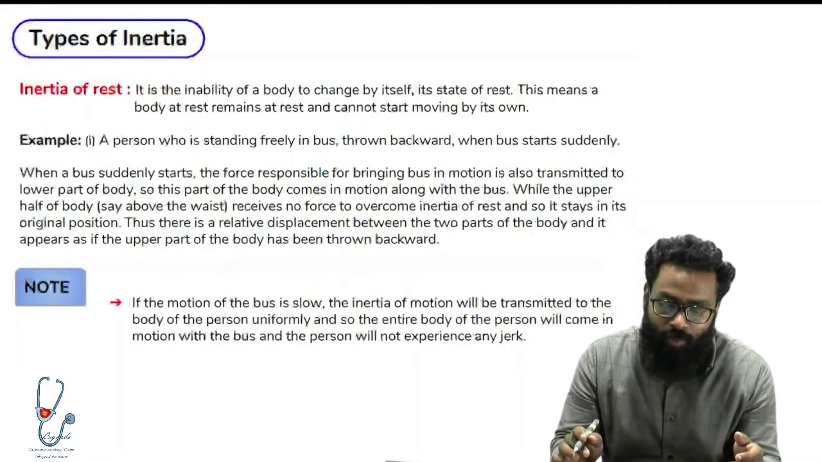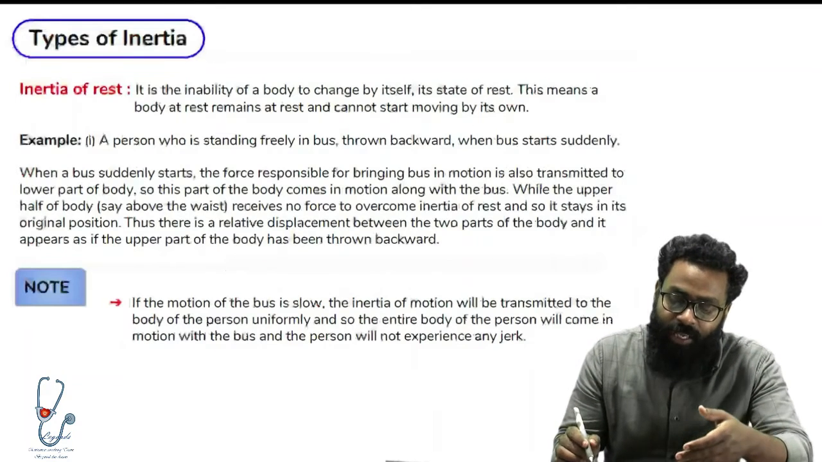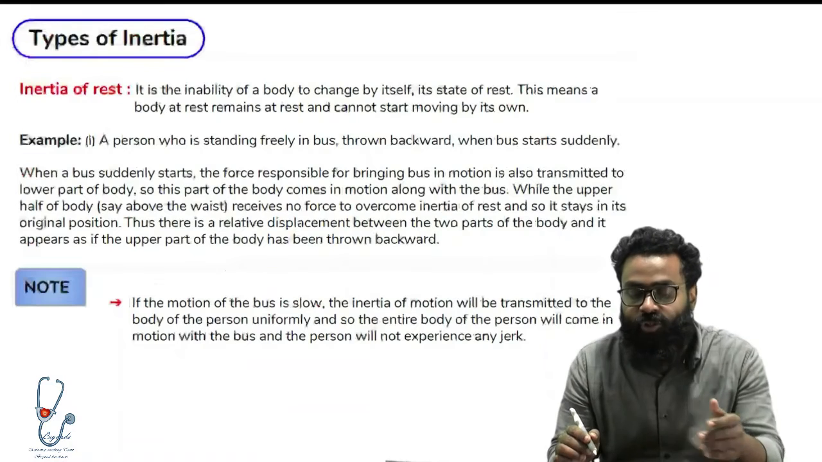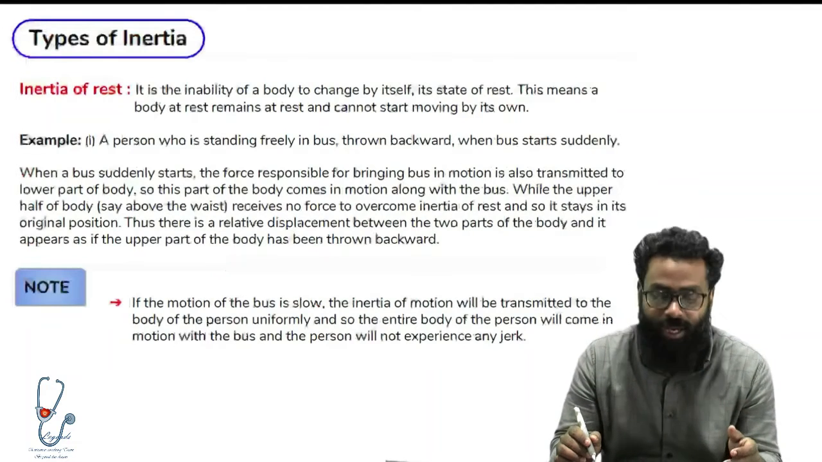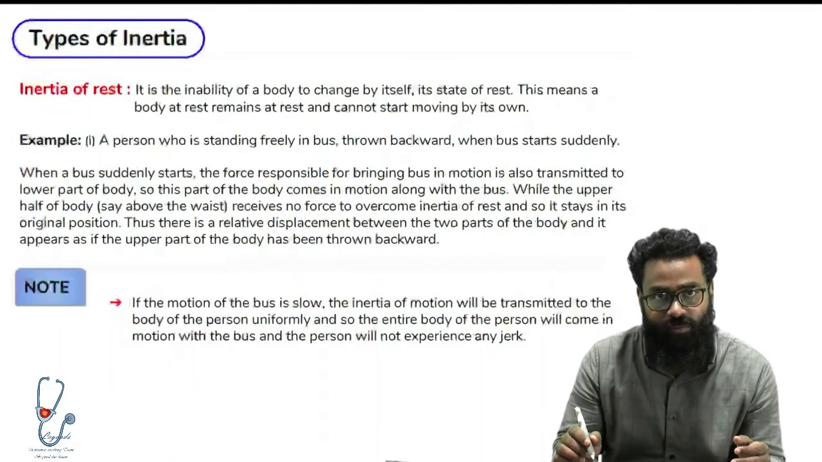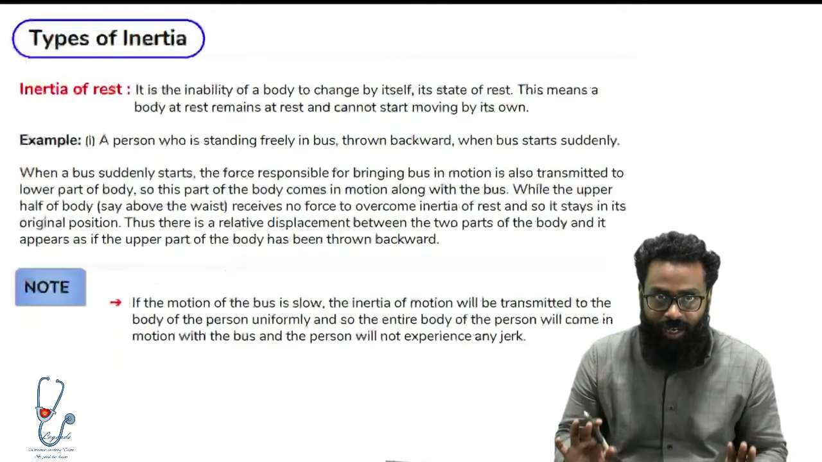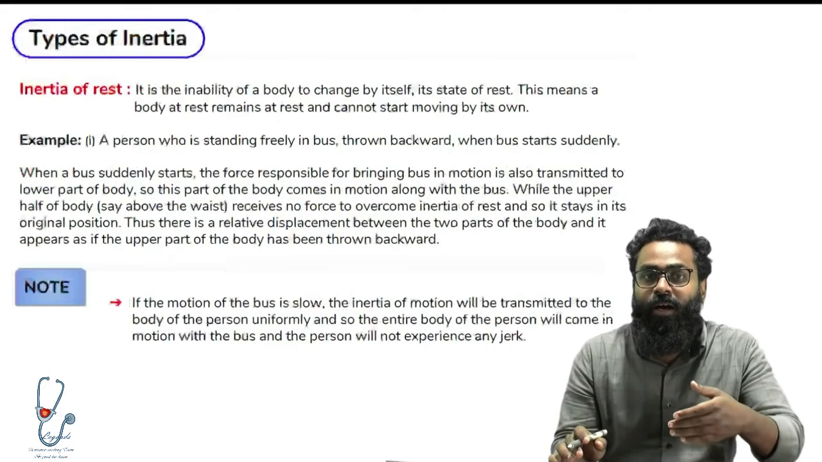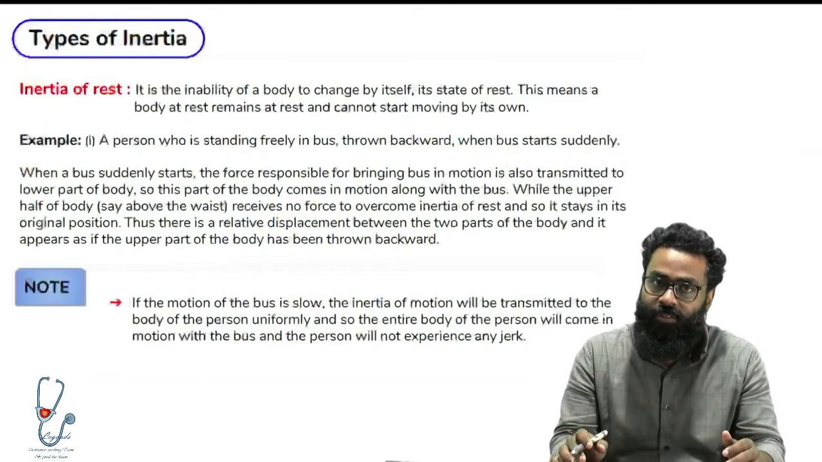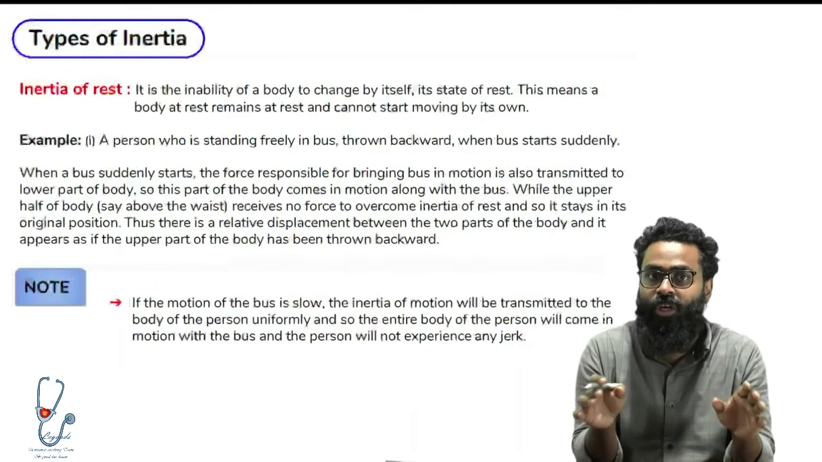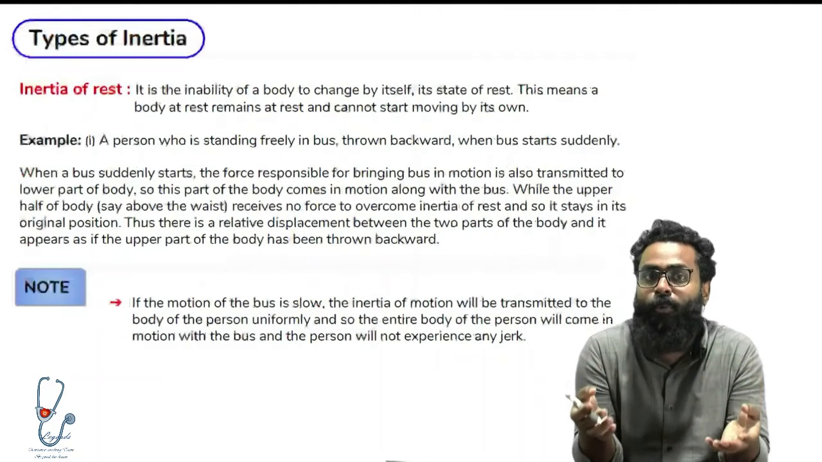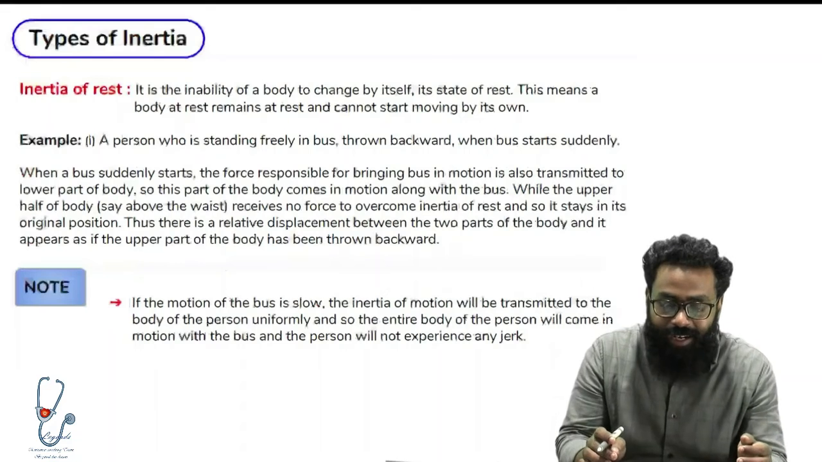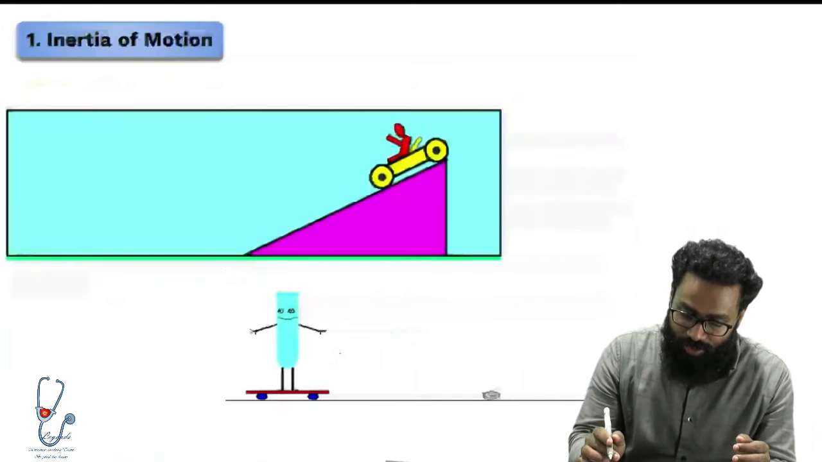The examples are given below. Example: a person standing freely in a bus is thrown backward when the bus starts suddenly. This is an example of inertia of rest. He is sitting in a seat and when the bus moves, he bends forward or backward. He cannot change his own position or state. It is an example of inertia of rest.